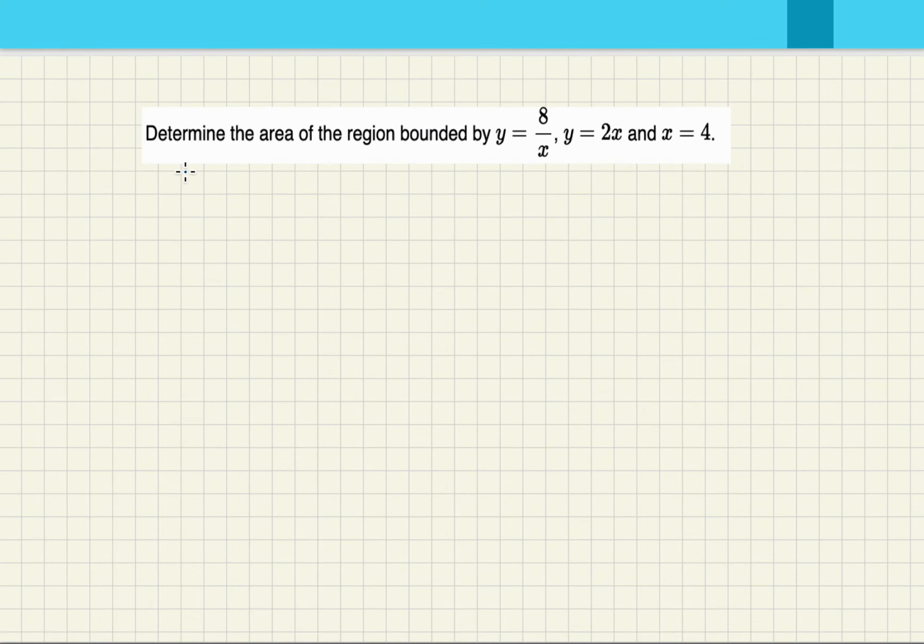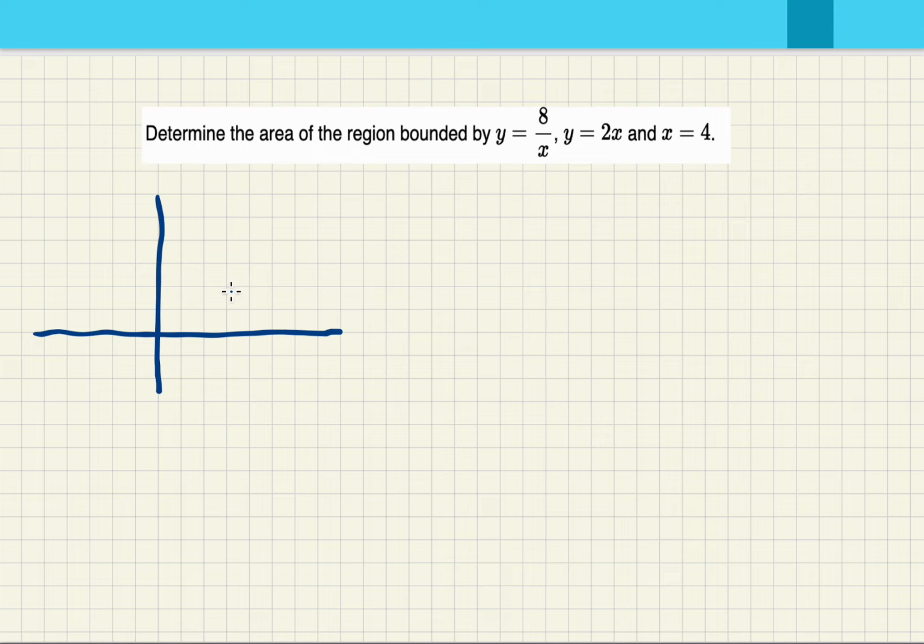For our first question, determine the area of the region bounded by y equals 8 over x, y equals 2 times x, and x equals 4. So our first step in solving these type of questions where it asks you for the area is to set up a graph. And the way you set the graph up is to either input these equations into a graphing calculator or plug in x values to get certain y values and do that to graph each function.